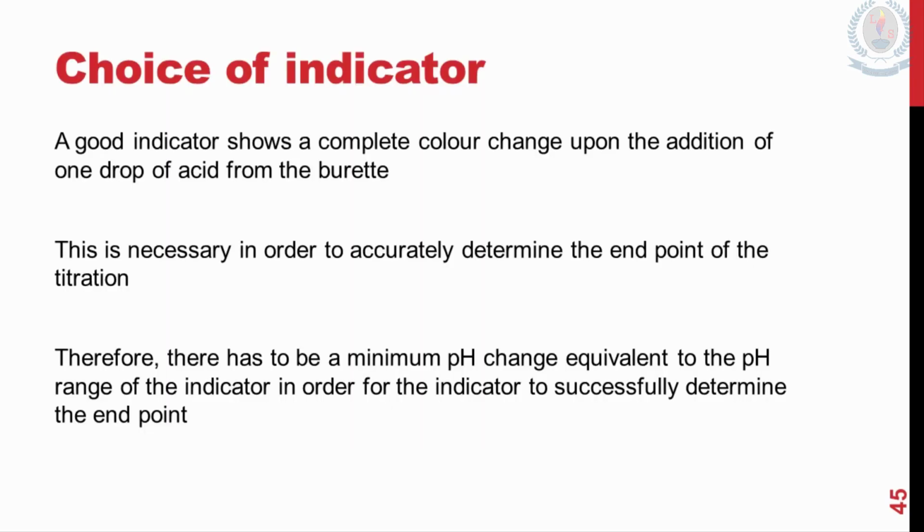Now look at how we choose these indicators. A good indicator shows a complete color change upon the addition of 1 drop of acid from the burette. This is necessary in order to accurately determine the endpoint of the titration. Therefore, there has to be a minimum pH change equivalent to the pH range of the indicator in order for the indicator to successfully determine the endpoint. That is about the choice of indicator.